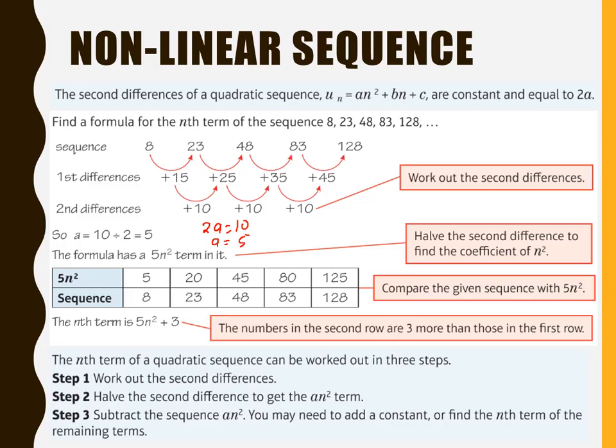So what is the difference between the two? As you can see, you're adding 3. You've added 5 plus 3, 20 plus 3, 45 plus 3. So basically the sequence has been shifted by plus 3. So your formula for this sequence becomes 5n squared plus 3.